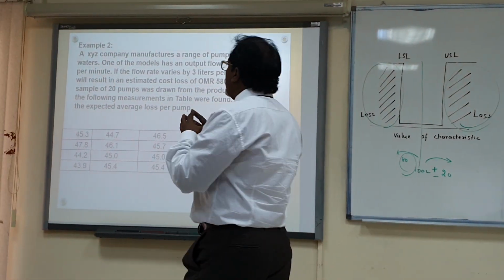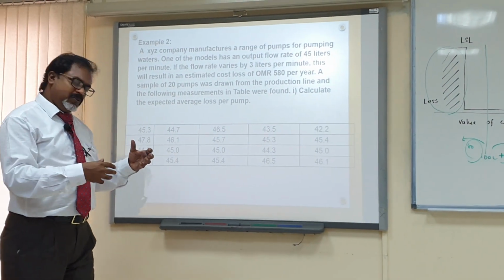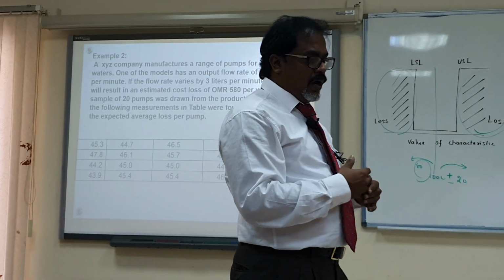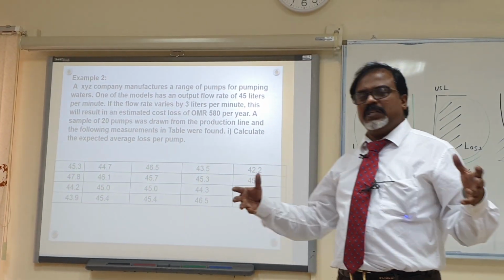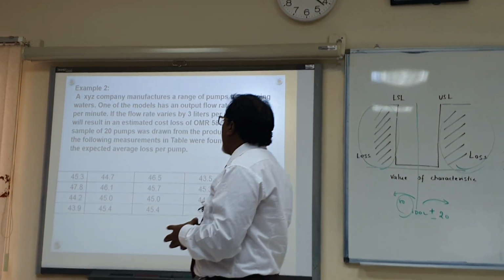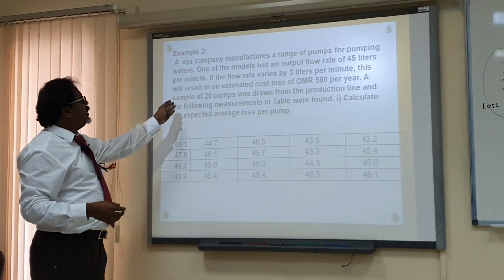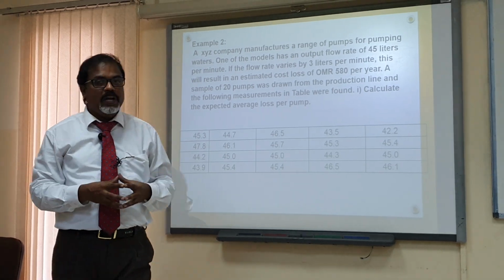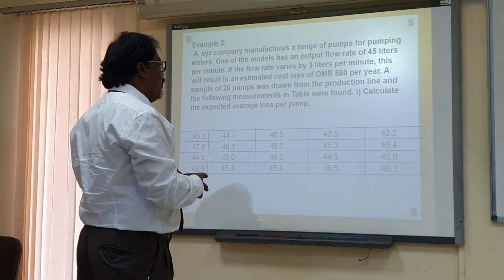This is the range the manufacturer has given, due to component quality and some input variation. All of these things are possible, so manufacturers usually give this kind of range. If the flow rate varies by 3 liters per minute, this results in an estimated cost loss of OMR 580 per year. So they have given how much the loss is when there is a variation.